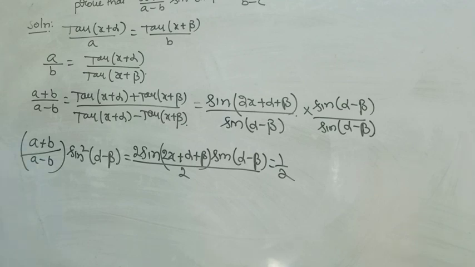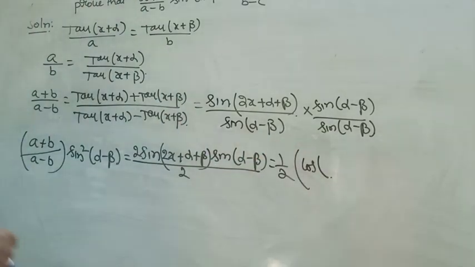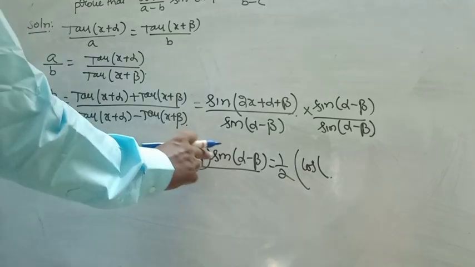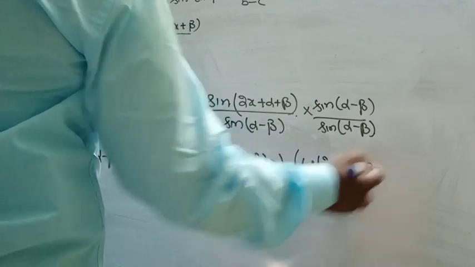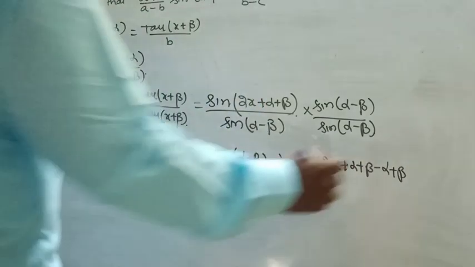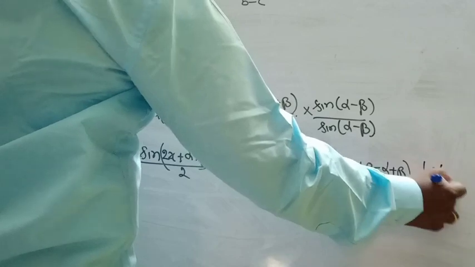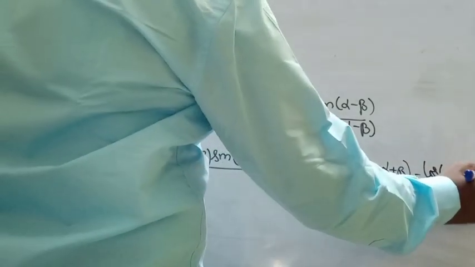2 sin A sin B, you know, my dear students, is cos A minus B minus cos A plus B. Once you apply that, you are going to get cos A minus B, here 2x plus alpha plus beta, so 2x plus alpha plus beta minus alpha plus beta, minus cos A plus B. Cos A plus B means you are going to get 2x plus 2 alpha.